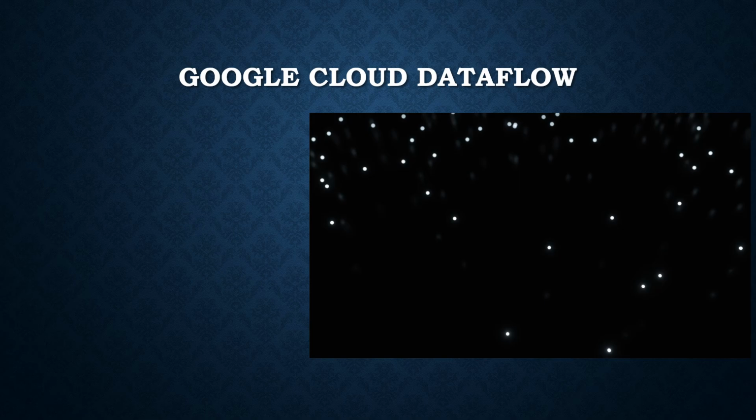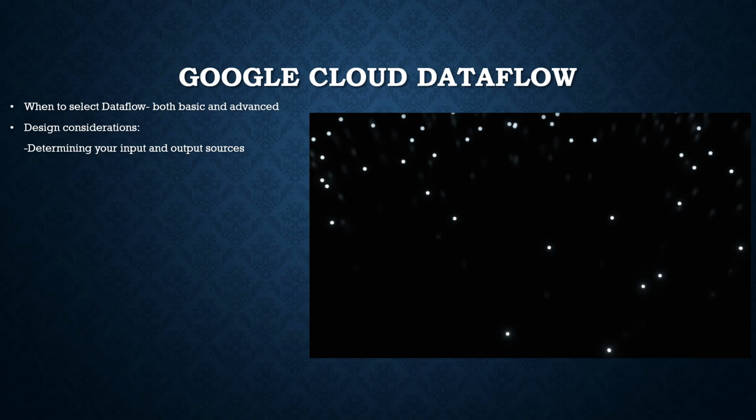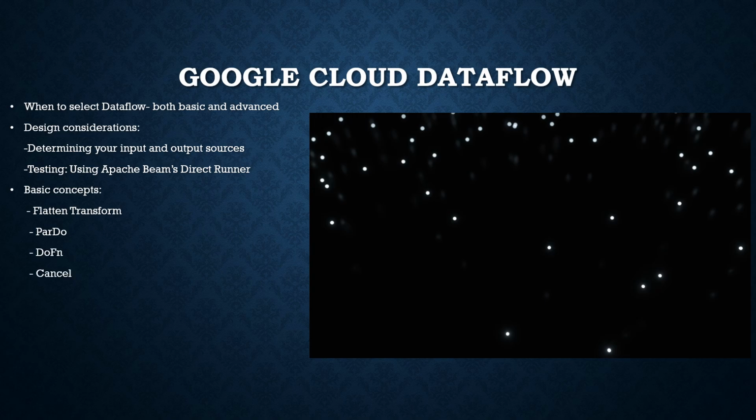7 and 11 questions. I've broken down the categories I think would be the most useful to learn. Those are when to select Dataflow, both basic and advanced. For our studying purposes, we are going to expect one of each. Expect one question for design considerations, determining your input and output sources, along with testing using a runner. We'll be covering basic concepts such as flatten transform, the ParDo function, the user-defined function, or DoFn, and using cancel to shut down a pipeline as soon as possible. I'd plan for only one test question from this category.